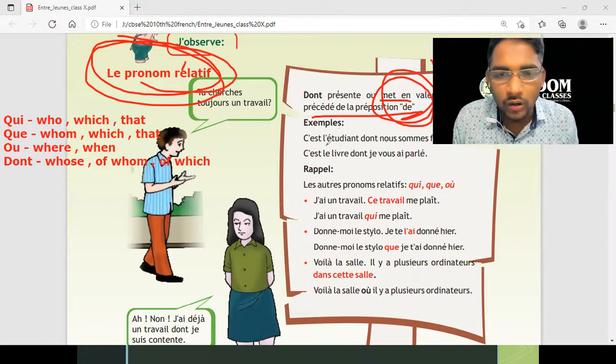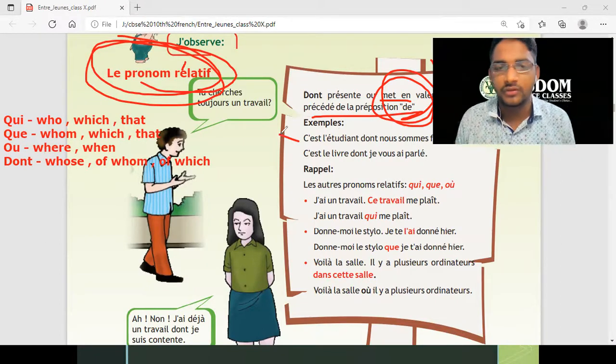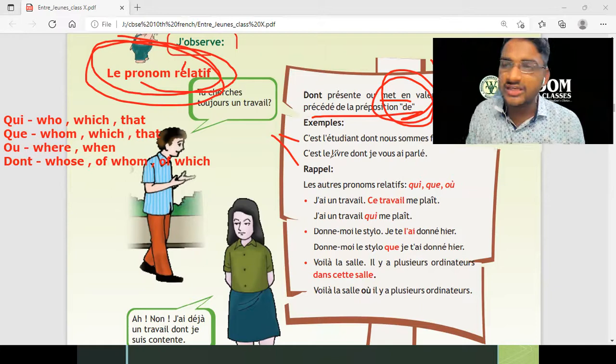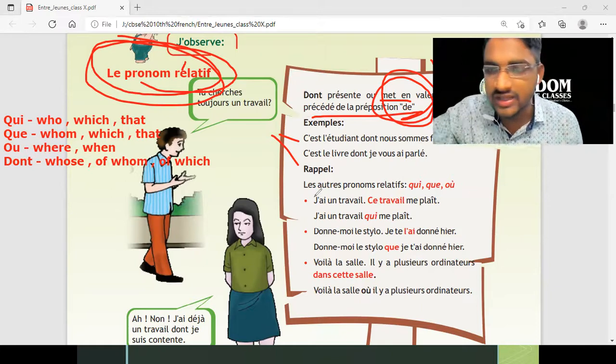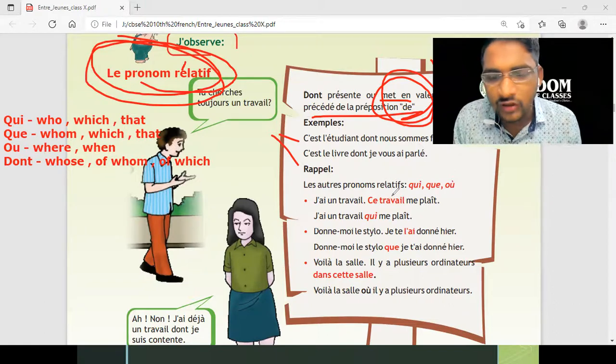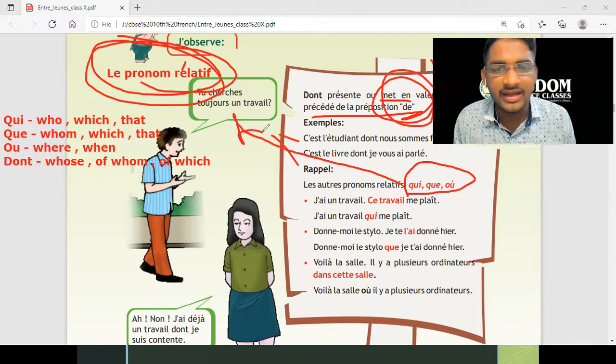Okay. So c'est l'étudiant. Just read the sentence. This is the student of which we are proud. C'est le livre. This is the book of which I spoke to you. Keep writing over there the meaning. Make sure that you're writing with a pencil. The other pronoun relative. What are the other pronoun relative? Qui, que. Its meaning I have already written here, children, you can write it down.